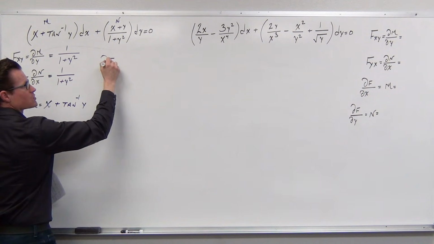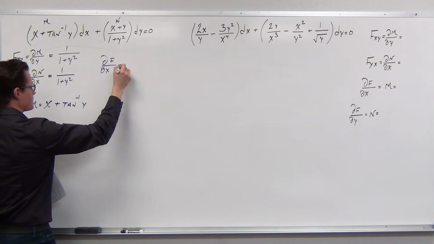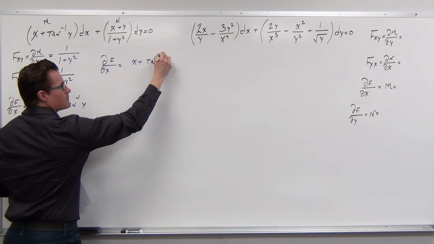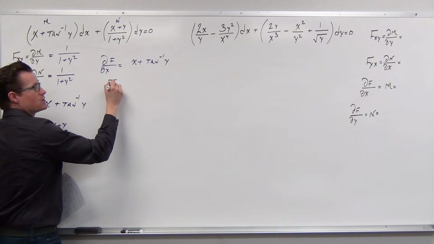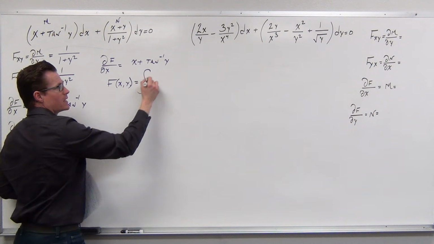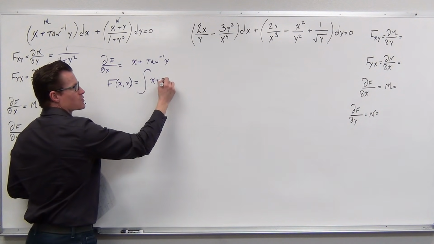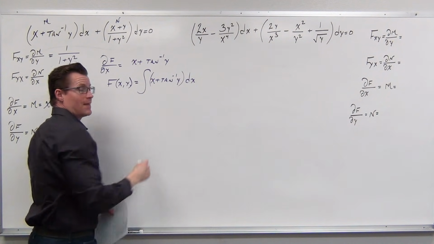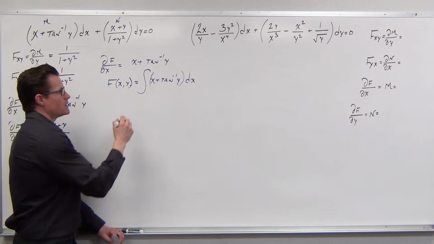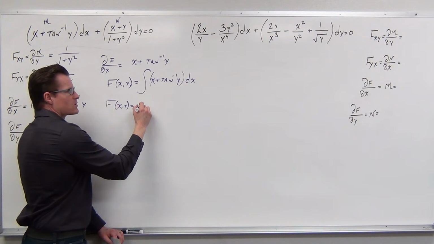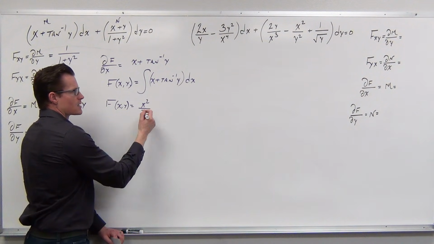Because the partial of f with respect to x is x plus tan inverse y, the function f itself would be the integral of that. So we're going to integrate x plus tan inverse y with respect to x. That's not that hard. What we do need to understand is that we are integrating, we're not taking derivatives here. So you're going to get x squared over 2, that's not a problem.